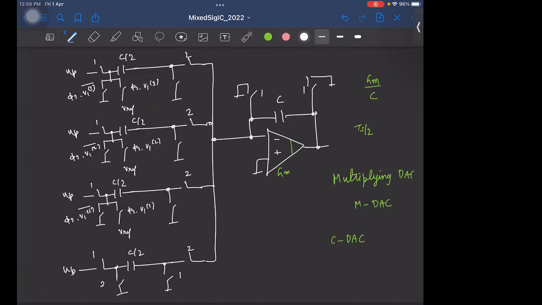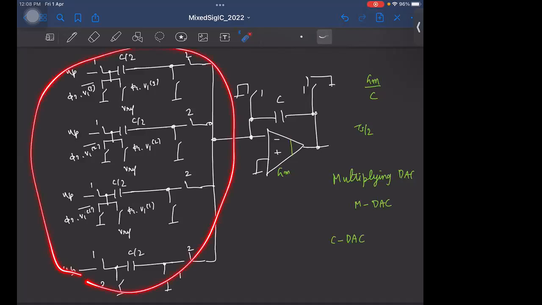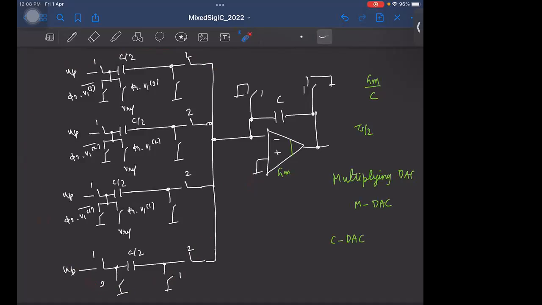Let me show the circuit. So the same portion we have will come in the other half also, right? Only the inputs will be differential. This positive input becomes negative input. Similarly, the DAC controls will change the polarity. That's all. V1 will become V1 bar, and V1 bar will become V1.